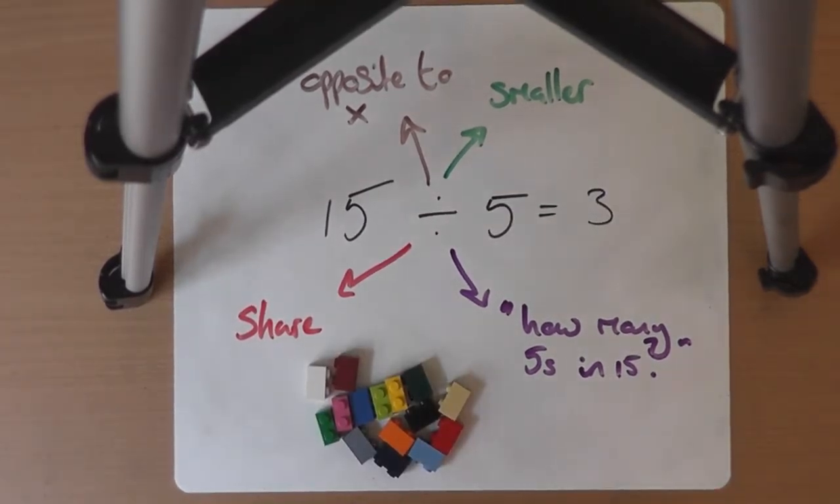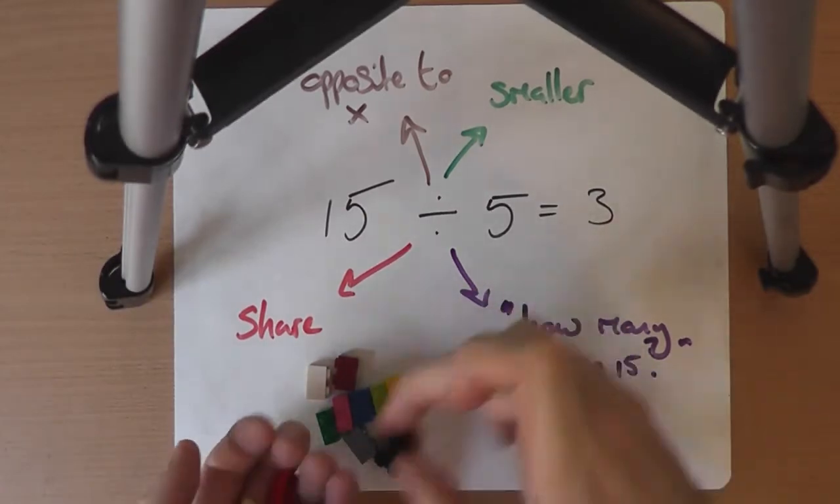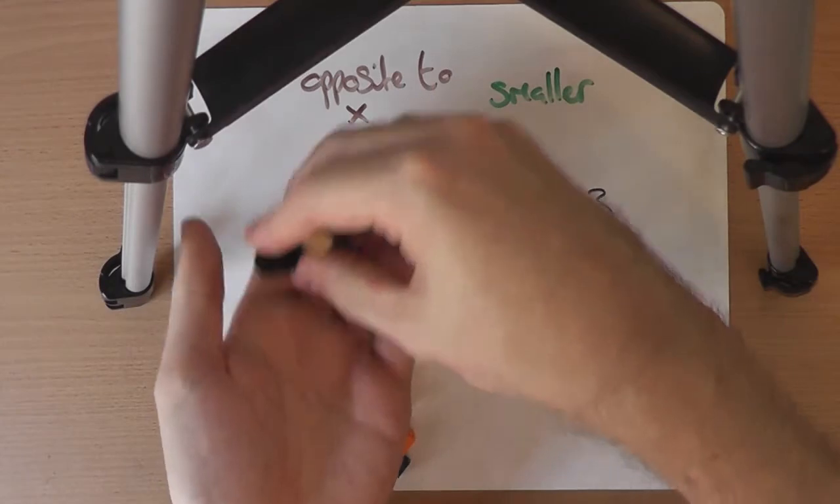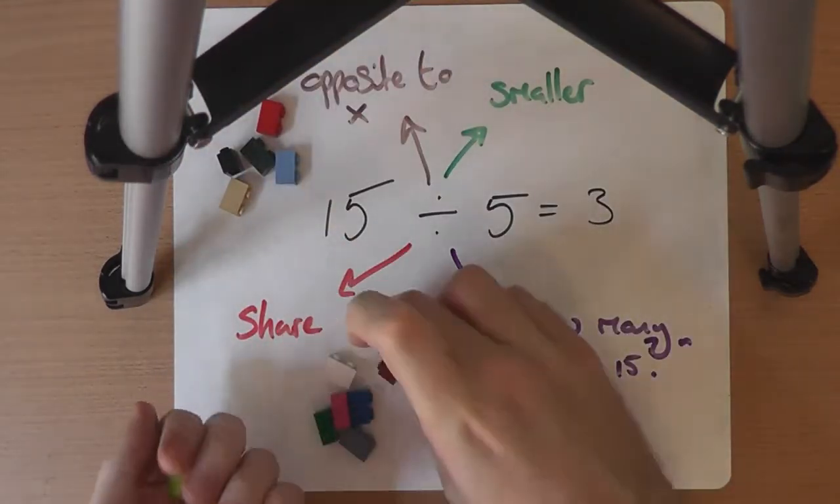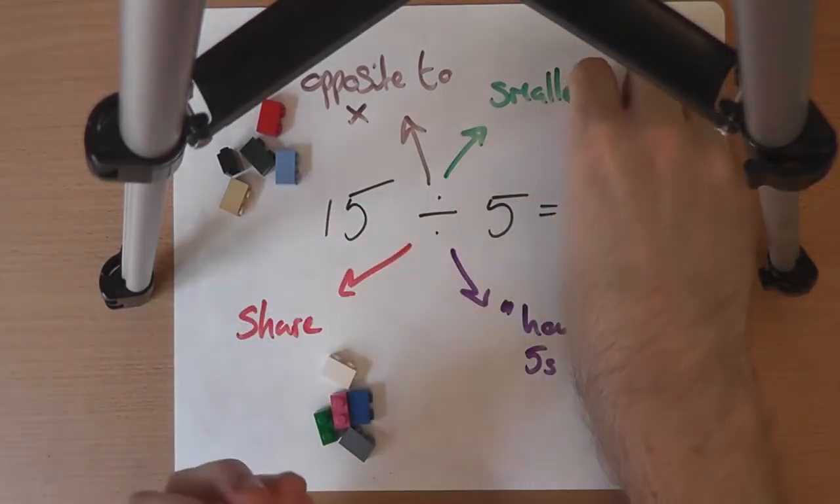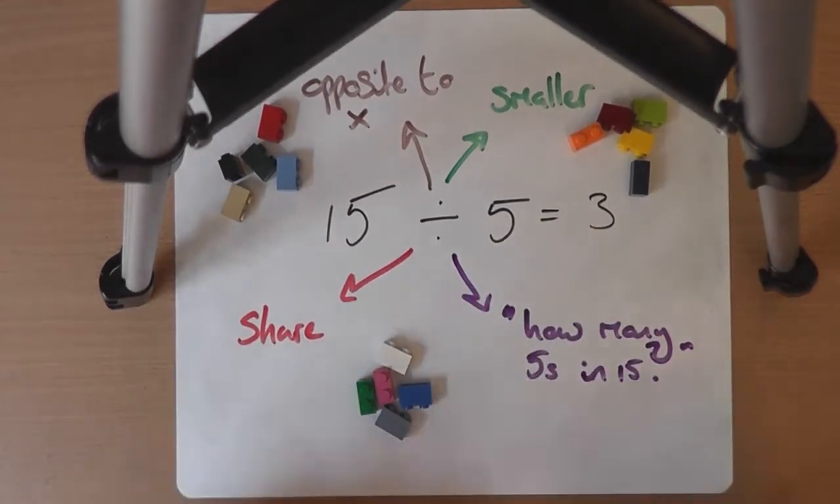Now you can probably see where this is going, but I'm going to illustrate this again with the bricks. 1, 2, 3, 4, 5. One lot of 5. 1, 2, 3, 4, 5. 2 lots of 5. And then 1, 2, 3, 4, 5 remaining. That's 3 lots of 5. How many 5s are there in 15? 3. And look at that, it's the same as the answer we got there.